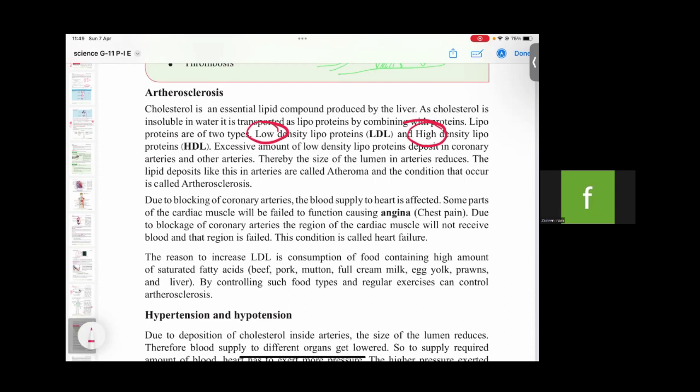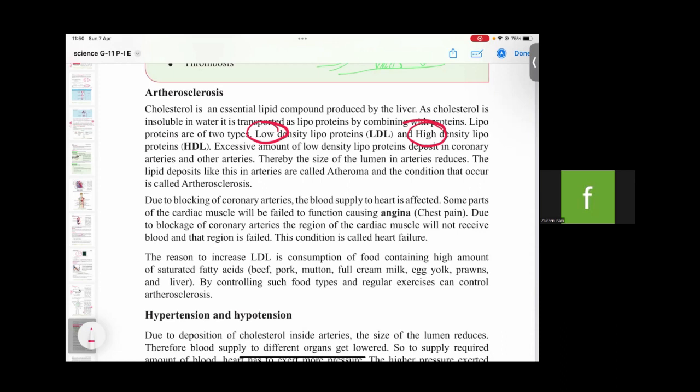Arteries that supply blood to the heart itself. The heart also needs oxygen, so they supply the heart muscles. Whenever there is a deposit of lipoprotein inside the coronary arteries, the area is blocked, right? There's blockage of the arteries. Therefore, the lumen of the artery will reduce, and the lipid deposits like this, we call it atheroma, and it will cause a condition called atherosclerosis.